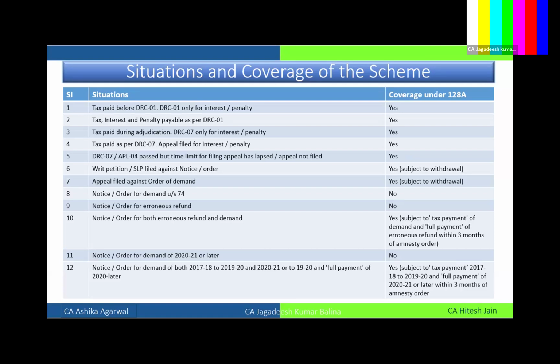Let's say I have received notice or order for 5 years, that is 17-18 to 21. For the first 3 years, I have made the full payment of the tax, and I have applied for this scheme, and the proper officer has given the favorable order. That is, he has adjusted my electronic liability ledger and passed the favorable order. In that case, for the other 2 years also, I need to pay the tax within 3 months from the date of that amnesty order. The same with the erroneous refund also. The erroneous refund I need to pay within 3 months from the amnesty order.